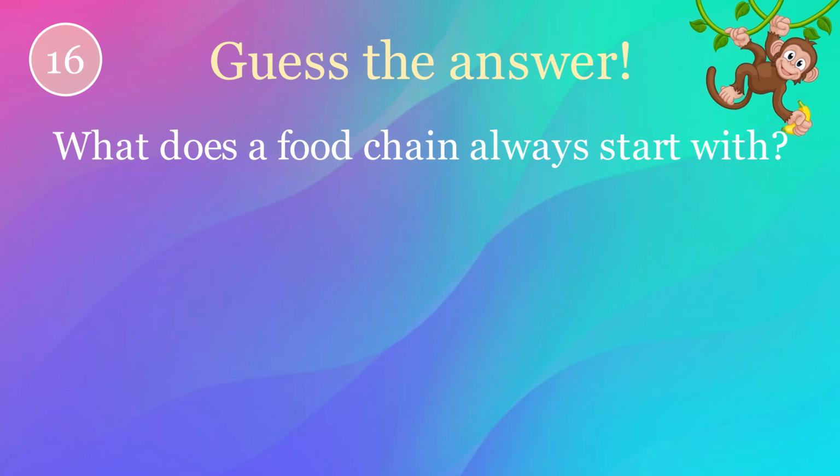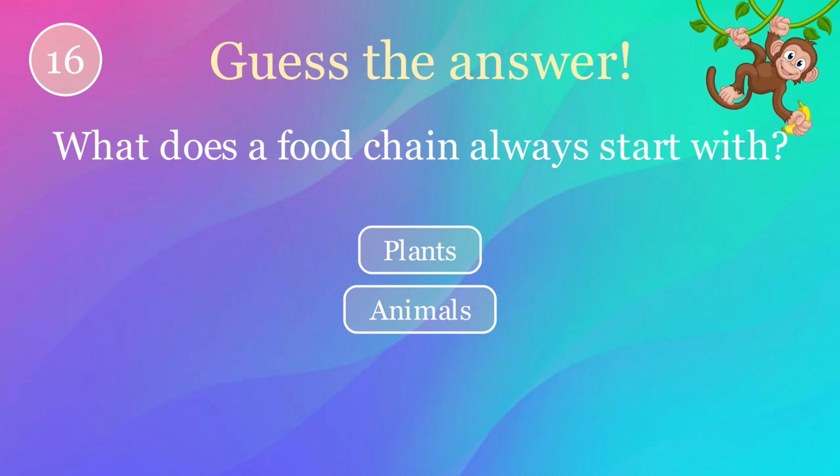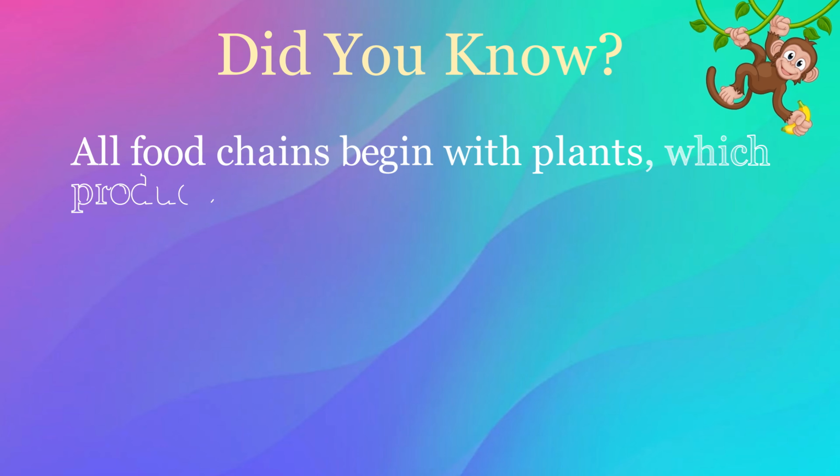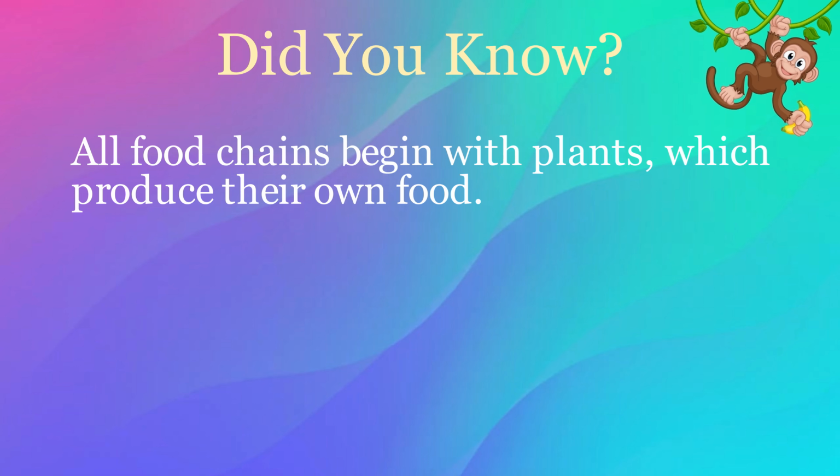What does a food chain always start with? Plants, animals, people. The correct answer is plants. Here's an interesting fact. All food chains begin with plants, which produce their own food.